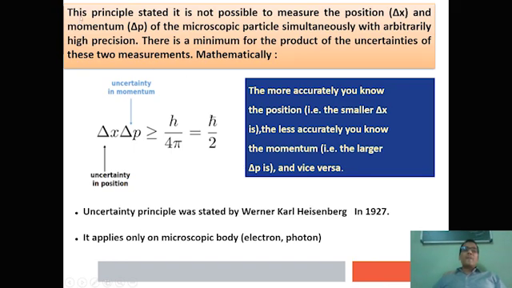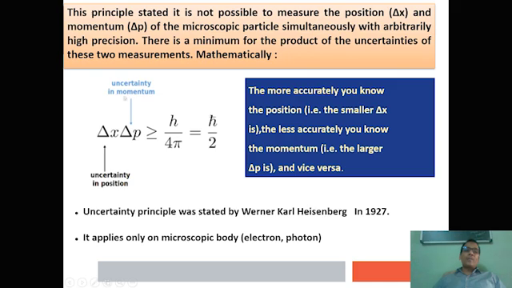According to this principle, it is not possible to measure the position and the momentum of microscopic particles simultaneously and precisely. So there is a minimum for the product of the uncertainties of those two measurements. Mathematically, it is correlated like this: delta x multiplied by delta p is greater than or equal to h upon 4 pi, which can be rewritten as h cross by 2, where h cross is equal to h upon 2 pi.